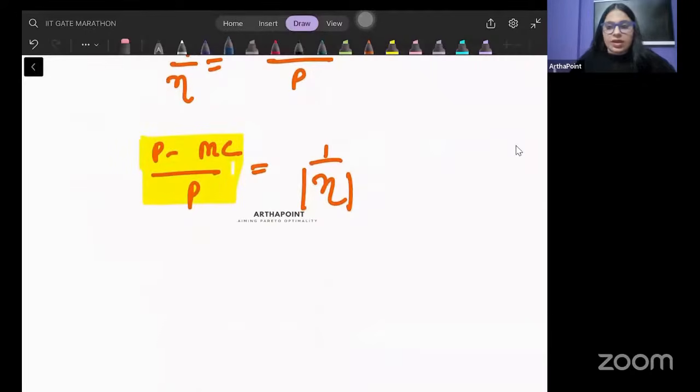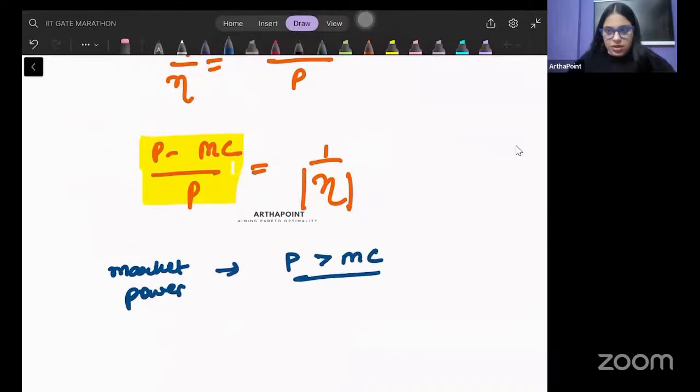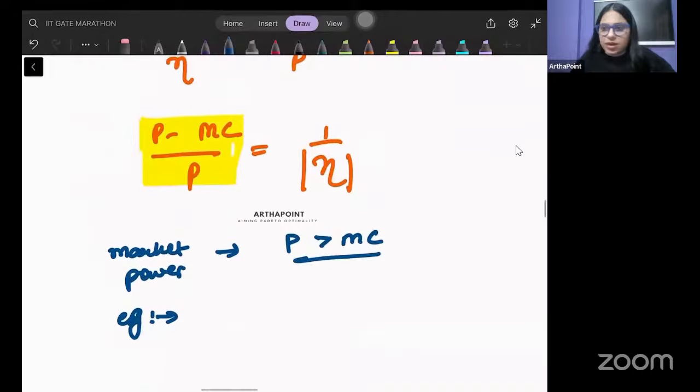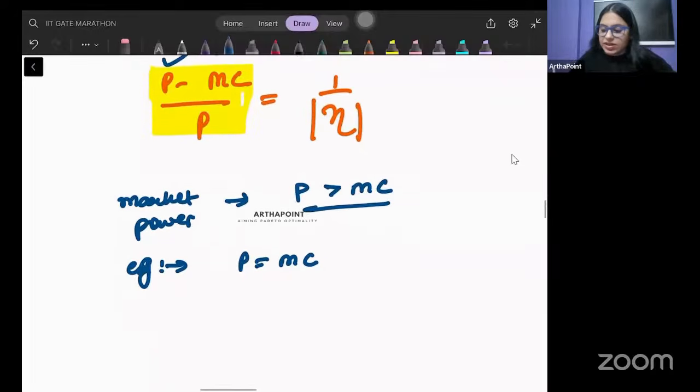See, if I tell you that I want to check my market power, how can I know what my market power is? My market power is basically how much price I can charge over and above the cost. So just take an example. If I am in a perfectly competitive market, I don't have any market power. So P and MC are equal to each other. So if P and MC are equal, here I will get 0.